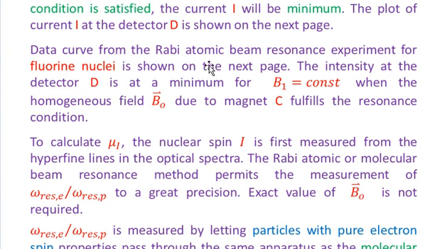Data curve for the Rabi atomic beam resonance experiment for the fluorine nuclei. So you see that the curve I have shown you is just for the fluorine nuclei, as shown on the next page. The intensity at the detector D is at a minimum for B1 equal to constant when the homogeneous magnetic field B naught due to the magnet C fulfills the resonance condition.